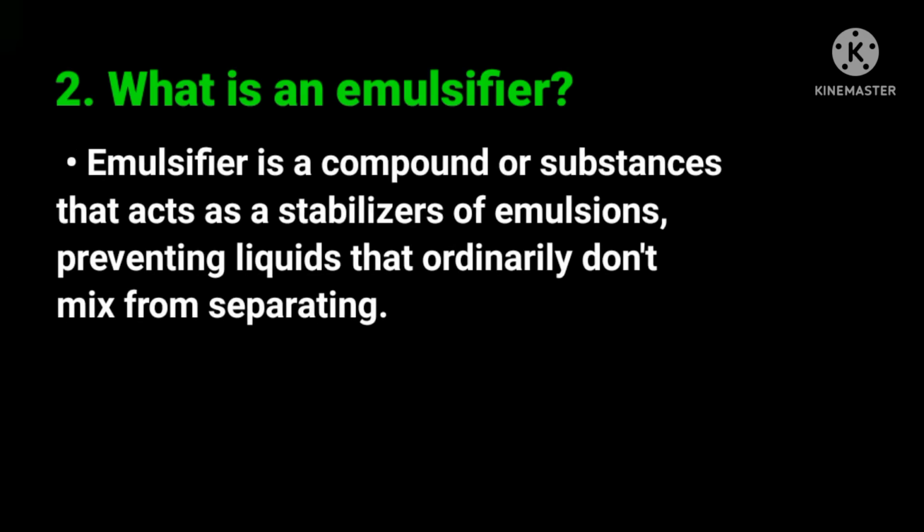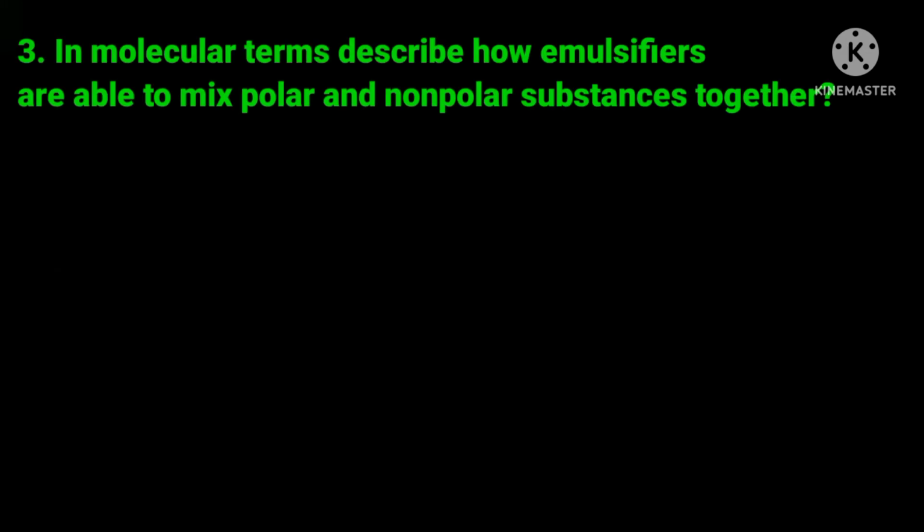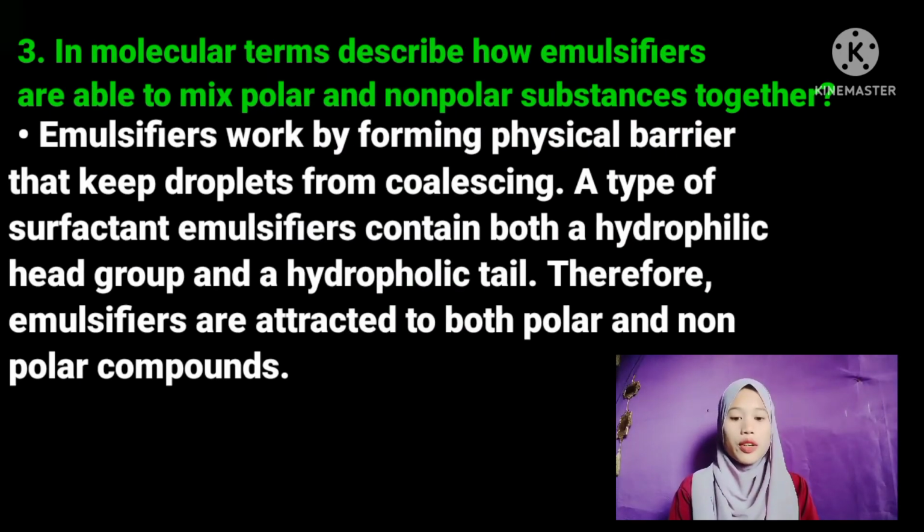What is an emulsifier? An emulsifier is a compound or substance that acts as a stabilizer for an emulsion, preventing liquids that ordinarily don't mix from separating. In molecular terms, describe how emulsifiers are able to mix polar and non-polar substances together. Emulsifiers work by forming physical barriers that keep droplets from coalescing. A type of surfactant, an emulsifier contains both a hydrophilic head group and a hydrophobic tail. Therefore, emulsifiers are attracted to both polar and non-polar compounds.